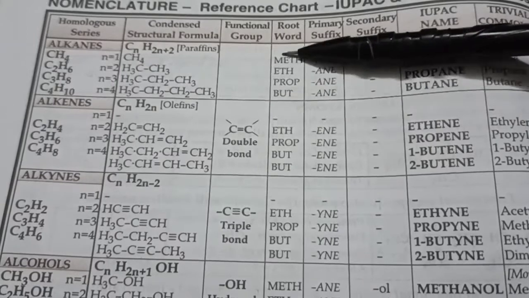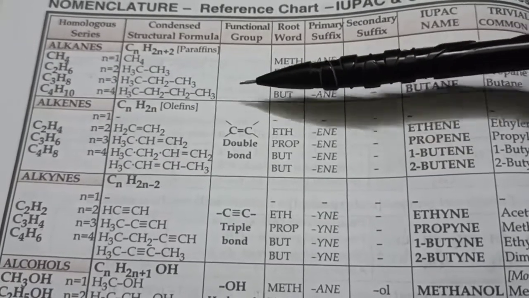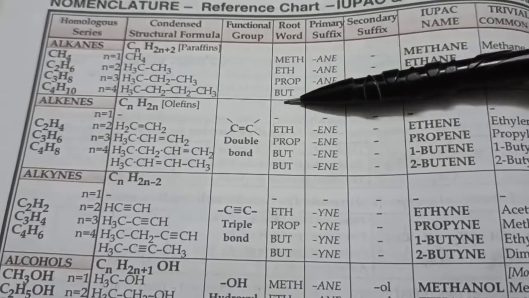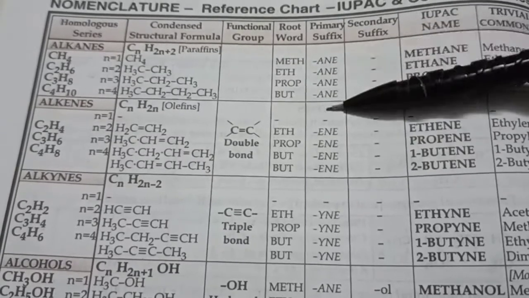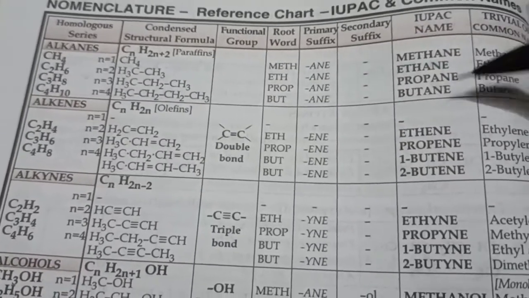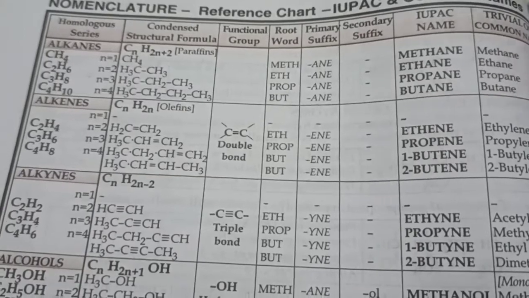It's a carbon-carbon single bond, but we can't really call it a functional group. It's something ordinary. Root words: meth, eth, prop, but, of course, and the primary suffix or the surname is ane. They don't have a secondary suffix. IUPAC names and trivial names are also given, which is the same in this case.